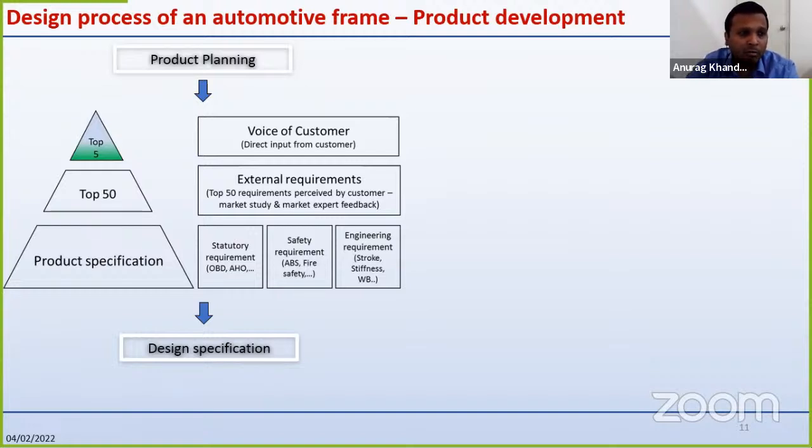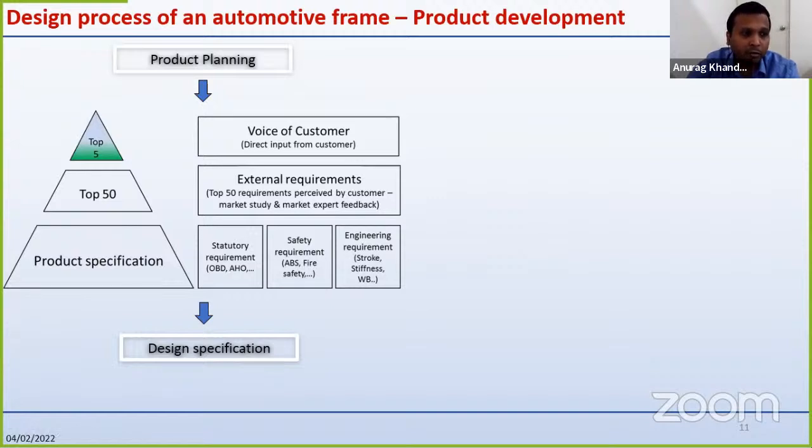Then we drill down those requirements, customer voices, into specific requirements for a segment. And we further take input from the market study, from market experts who study the overall customer market. Then the last level is we convert all those top requirements into product specifications. These are the specifications which have to be fulfilled to meet the final requirement.